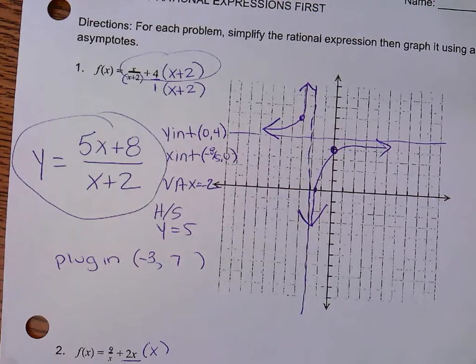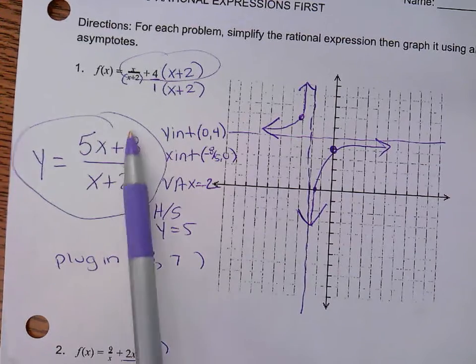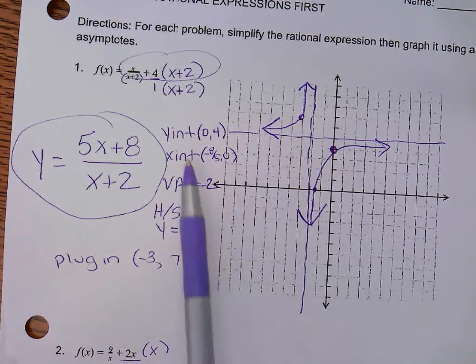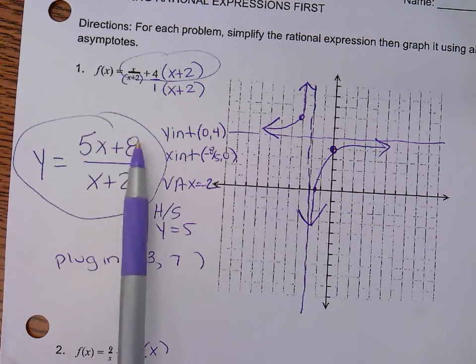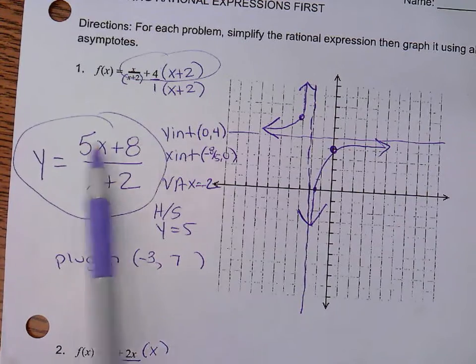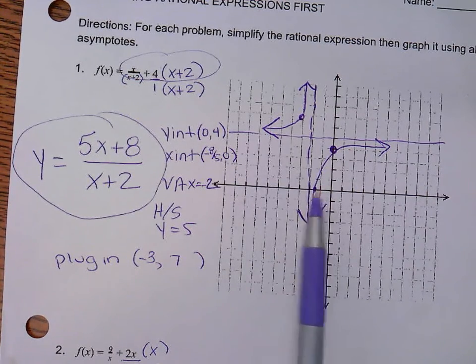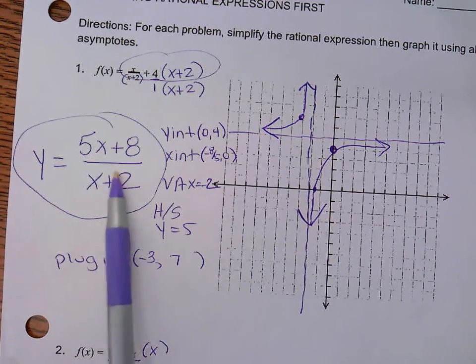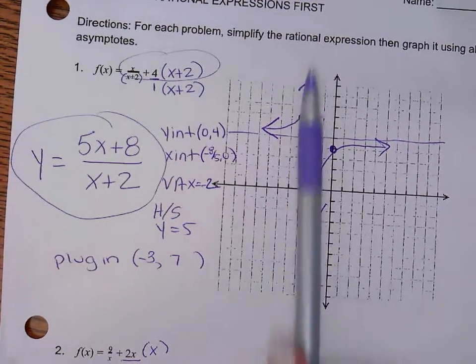So I did, you plug in 0. So when you plug in 0 here, you get 8/2, which is 4. So y-intercept is at 4. Your x-intercept, you look at where the numerator is 0. So that would be negative 8 over 5. And that's just a little bit more than negative 1. So it's between negative 1 and negative 2 on the x-axis. Your vertical asymptote is where the denominator is undefined. So that would be at negative 2. So there's my vertical asymptote at negative 2.